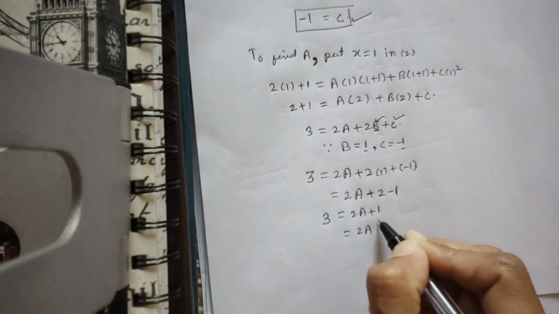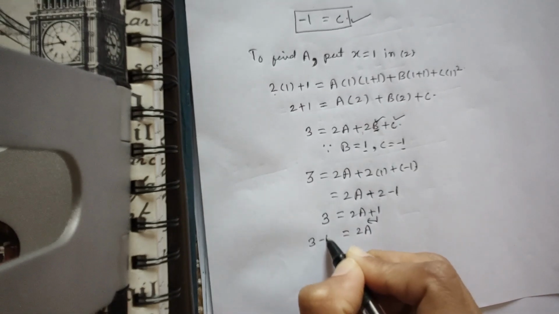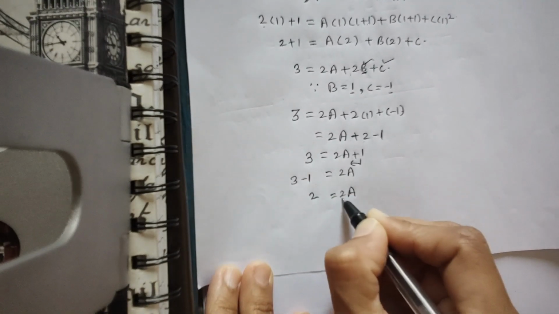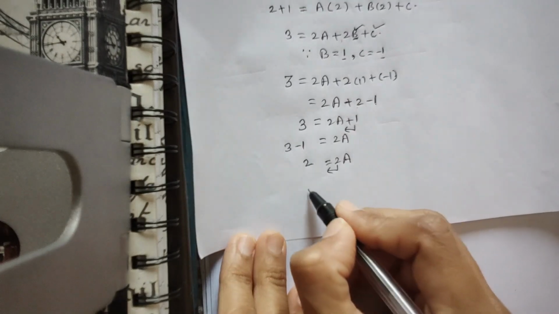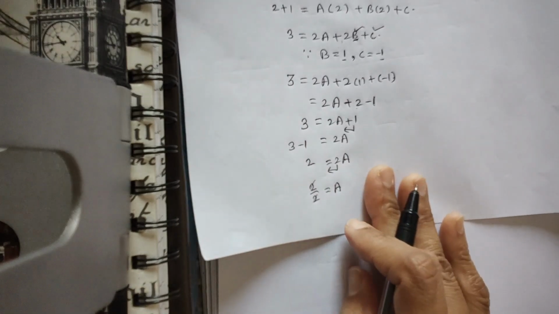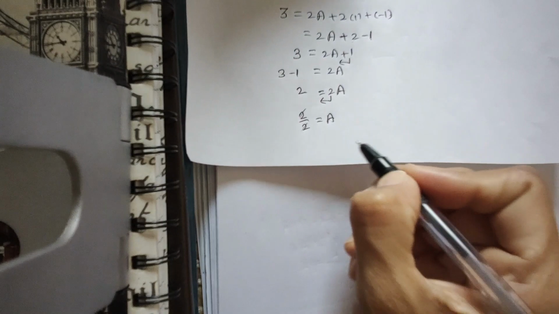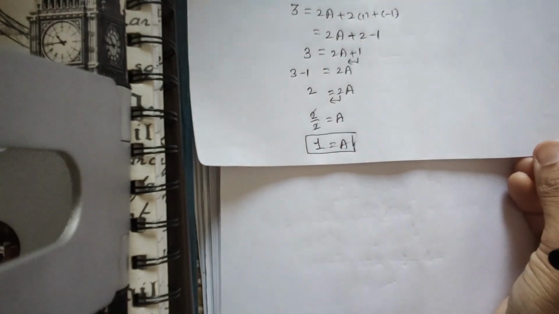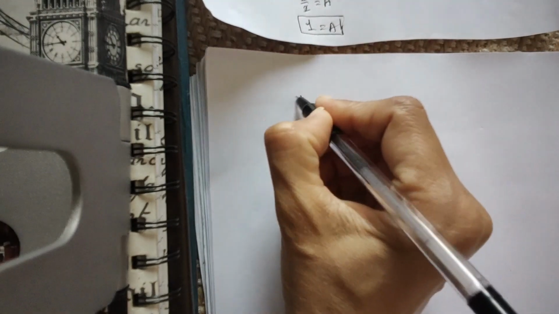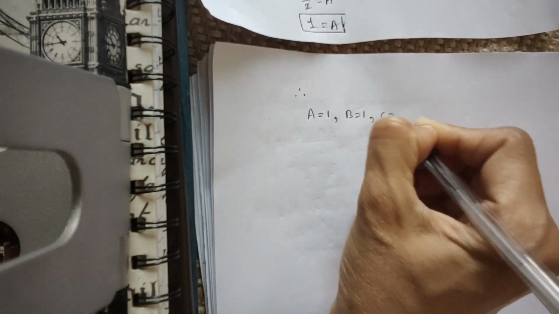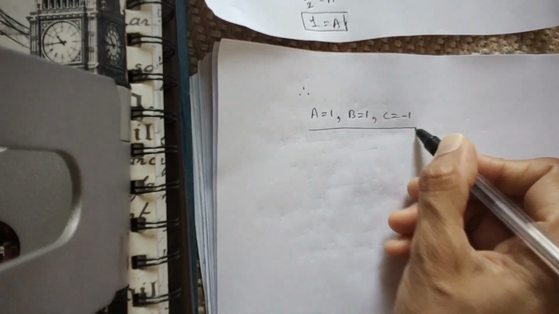So, 2a equal to, just shift this one to this side, 3 minus 1, that is 2. 2 equal to 2a. Shift this 2 here. So, I'll get 2 divided by 2 equal to a. This gets cancelled, and finally I get a equal to 1. So, finally what did I get? Therefore, a is 1, b is 1 and c equal to minus 1. These are the values of my constants.